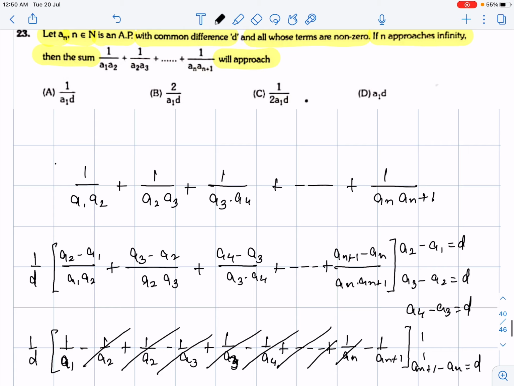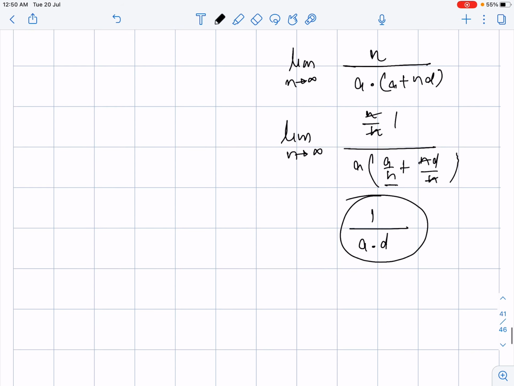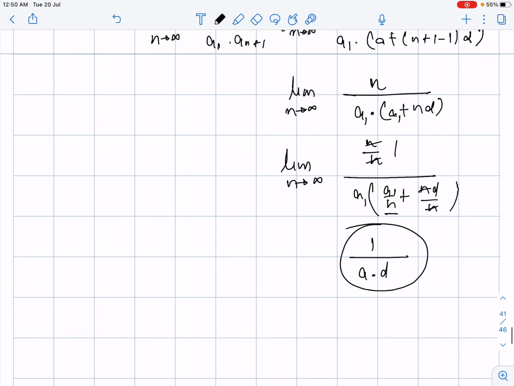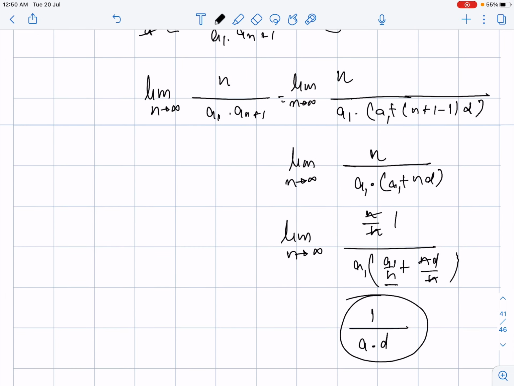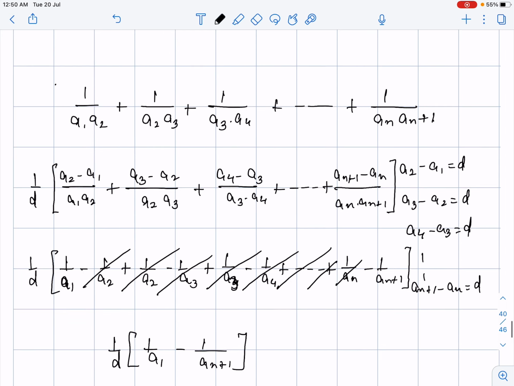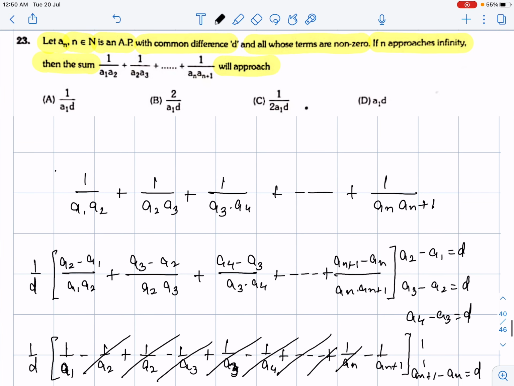So a and a1 are the same thing only. So let's write it as a1 and a1, this thing also as a1 and a1. So we are going to get 1 upon a1 times D. So let's see if there is any option. Option A will be the right answer for this question.